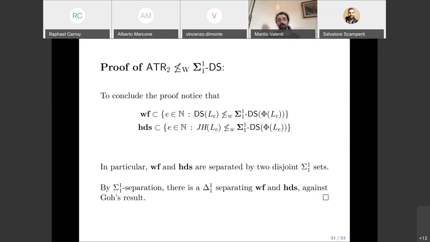Right, so this concludes the proof. This shows that ATR2 does not reduce to sigma 1-1-DS, and therefore sigma 1-1-DS is yet again strictly below C bare.